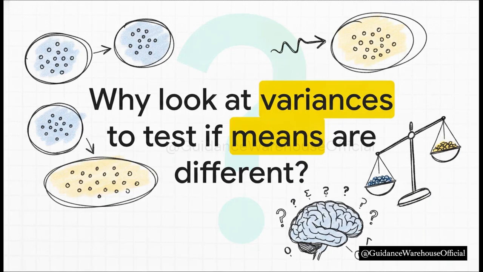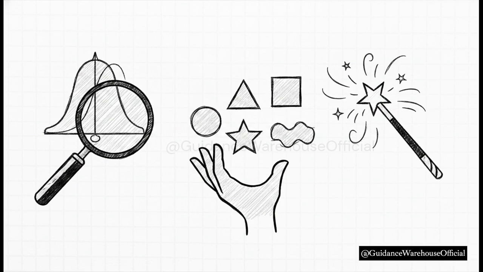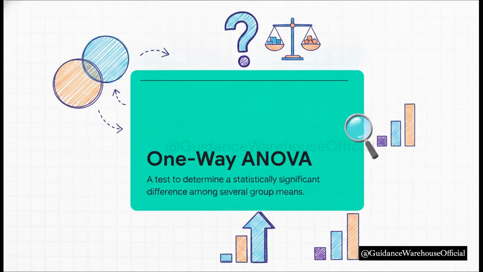If we want to know if group means are different, why on earth do we care about how spread out the data is? Like, how does the spread tell us anything about the average? Well, that right there is the core paradox of ANOVA, and it's exactly the mystery we're going to solve today. So by the end of this explainer, you're going to understand exactly what one-way ANOVA is, the 5 absolute ground rules you need before you can use it, and how this seemingly magical statistical test actually works under the hood. All right, let's dive right in.